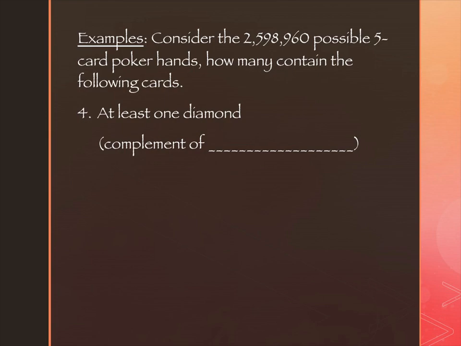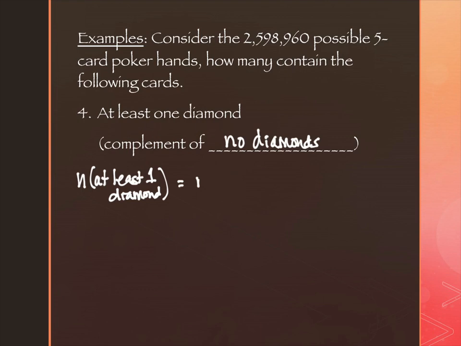Or even at worst case scenario, 2 combinations and subtract the 2 of them from one another if I had to. So what is the complement of having at least 1 diamond? No diamonds. Okay, so we're going to have the number of ways of getting at least 1 diamond. This is the number of ways of getting anything to happen, minus the number of ways of getting no diamonds.